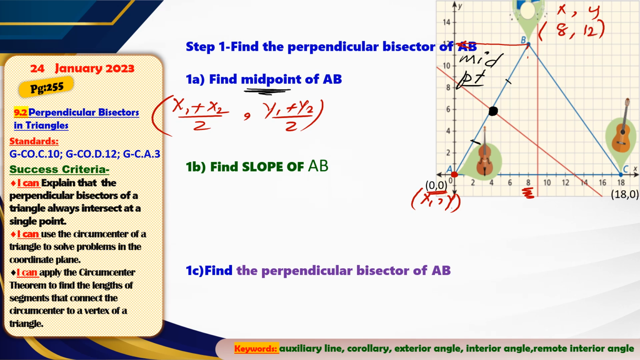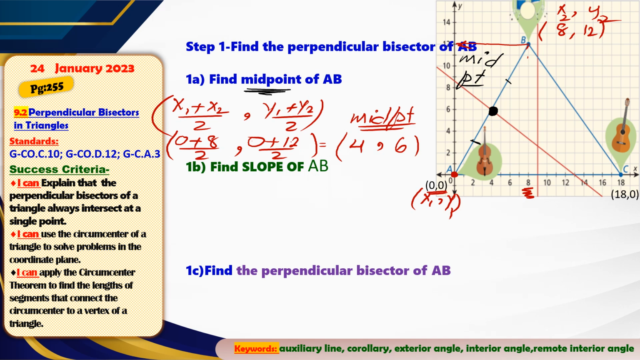Name A as x1, y1. So B will be x2 and y2. Substitute the values in the formula. x1 is 0, and what is x2? x2 is 8, divided by 2. y1 is again 0 and y2 is 12, divided by 2. 0 plus 8 divided by 2, in the calculator you will get 4. 0 plus 12 divided by 2, you will get 6. So what is 4 and 6? They are the midpoints of AB.